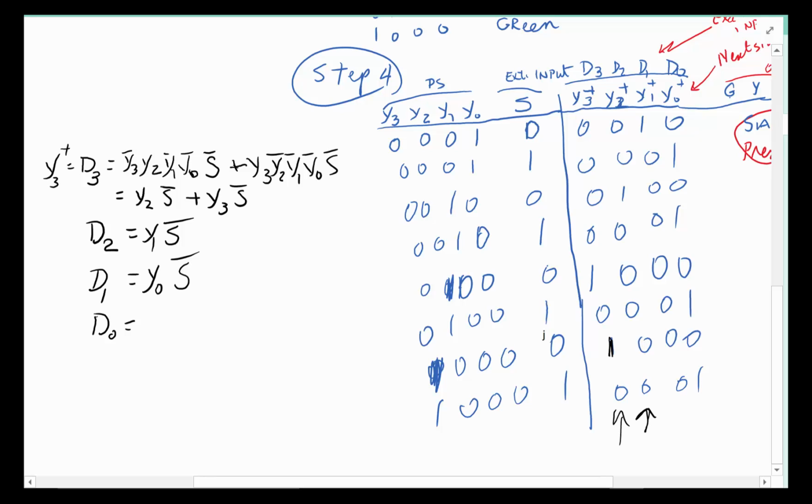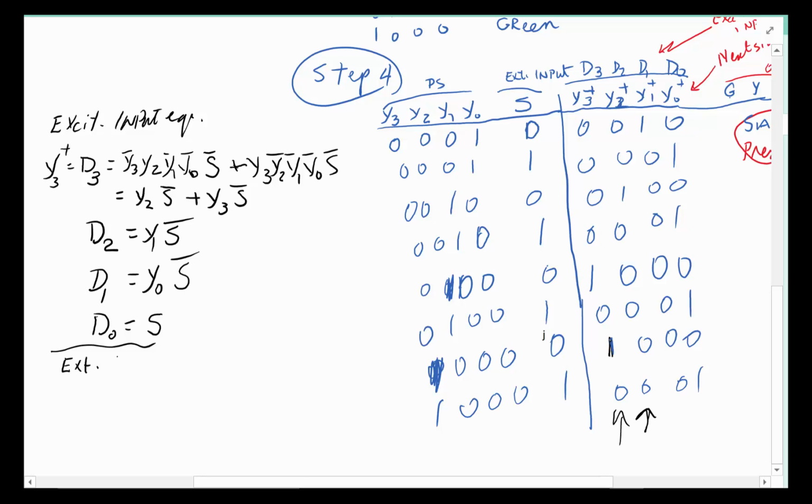D0 is the last one we've got to do, and D0 has every other one, as you can see here. It looks like in every case when S is equal to 1, we jump to that state. And since we don't care about the rest of them, D0 is simply S. Anytime S is not pressed, when the clock comes along, we're going to end up in Y0, which happens to be D0. Okay, so now I have that, and just as a reminder, this is called the excitation input equations.